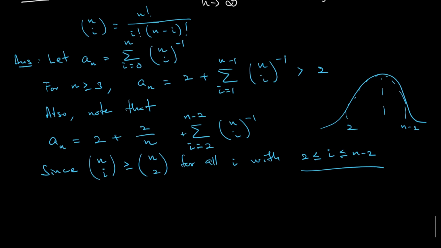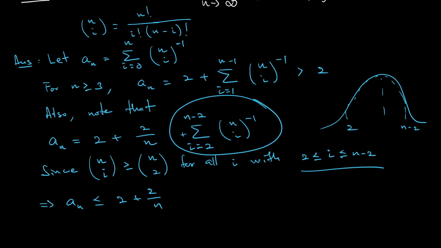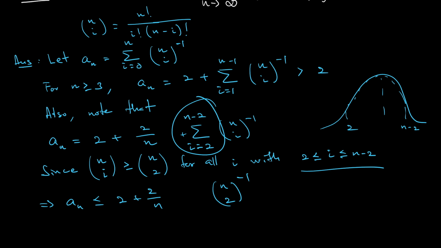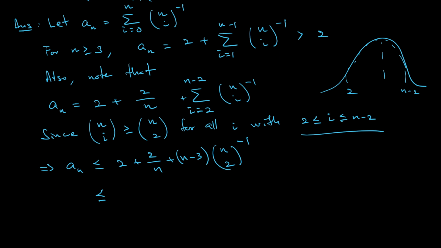Okay. So here, that means that a_n is smaller than or equal to 2 plus 2 over n, plus this thing. Because each of the terms is greater than or equal to n choose 2, but because it's to the power negative 1, the sign would change, so each of the terms will be smaller than or equal to n choose 2 to the power negative 1. And how many terms are there? From 2 all the way until n minus 2, so that is n minus 3 terms. Alright. Smaller than or equal to.